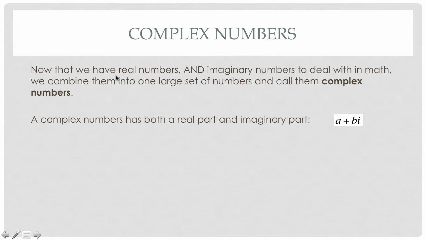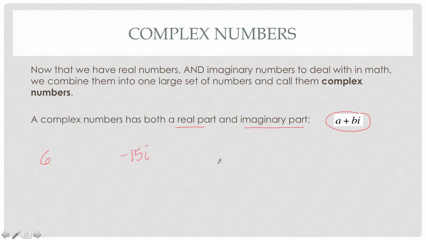So we have real numbers and imaginary numbers to now deal with in math. And we combine them into one large set of numbers, and we call them complex numbers. Complex numbers include both a real part and an imaginary part, and they look something like this. So some examples are 6 is a complex number. It's also a real number, but it fits under as a complex number as well too.